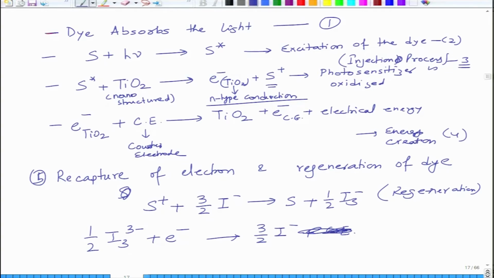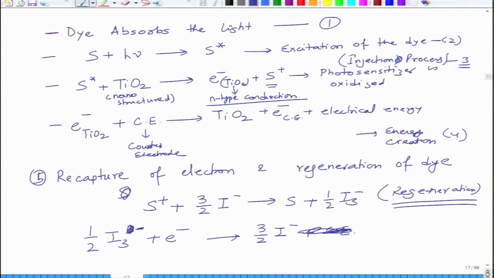The electron then goes through TiO2 to the counter electrode, and then it travels through the circuit to the other electrode. On the other electrode, this electron gets captured, which leads to formation of 3/2 I minus. This 3/2 I minus reacts with the I3 minus ion, I think it is I3 minus, yes. So it deals with this I3 minus ion and gives rise to 3/2 I minus. This 3/2 I minus reacts with the excited dye molecules to convert them back into the normal unexcited state. So in this case what we have is regeneration of the dye.